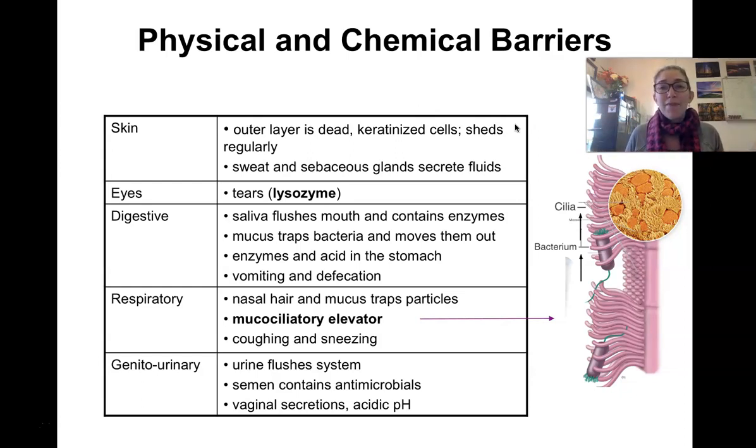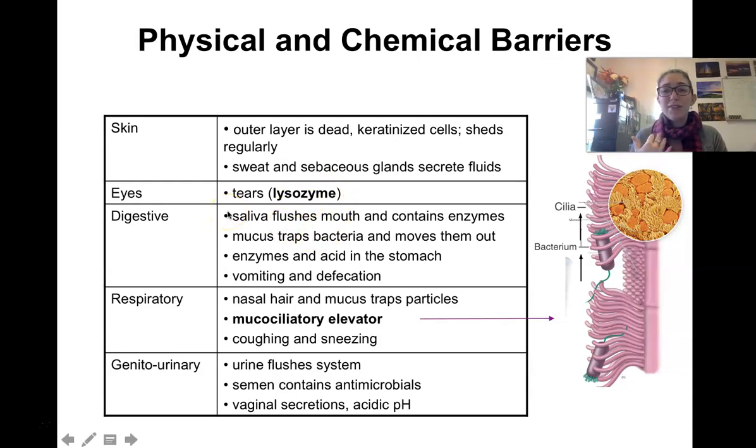You also have sweat glands and sebaceous glands that secrete chemicals onto your skin, and those chemicals can be antimicrobial. Sweat contains an enzyme called lysozyme, which is also found in tears, which are produced by your eyes. The fluid from your eyes contains this enzyme lysozyme, which actually damages some bacterial cell walls. So it's a type of chemical barrier.